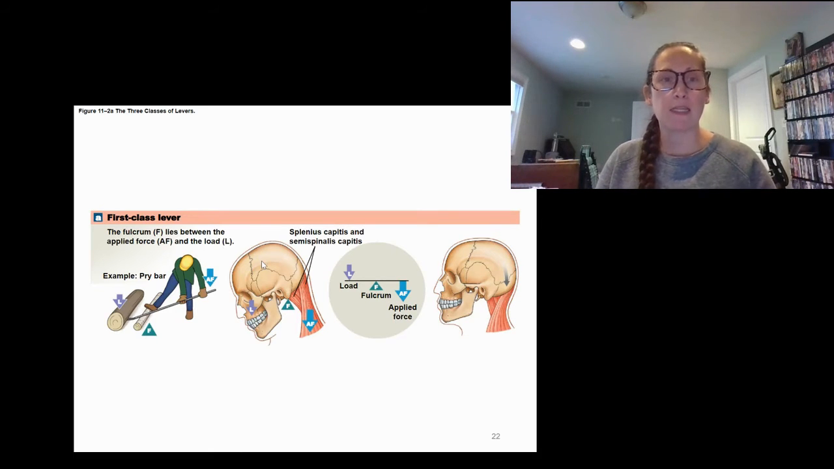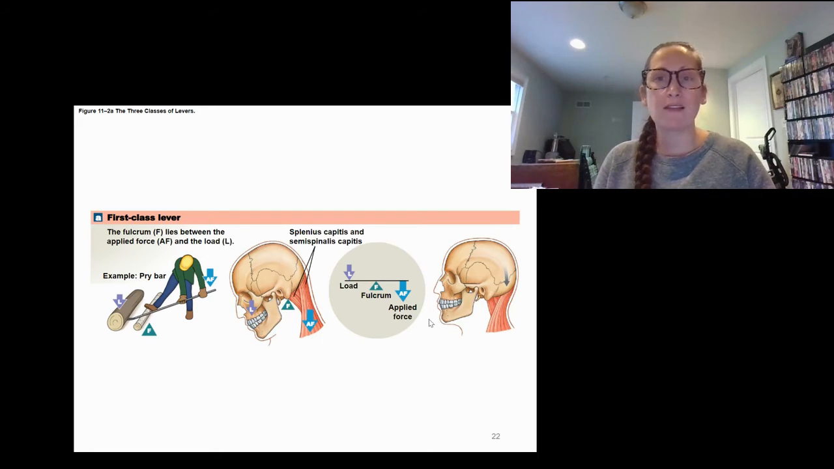So here you can see an example of a first class lever showing you where the fulcrum, the applied force, and the load are located. Here you can see this person is applying the force at the end. The fulcrum's in the middle, closer to the load. And then here's the load, he's trying to pry up that log, okay?